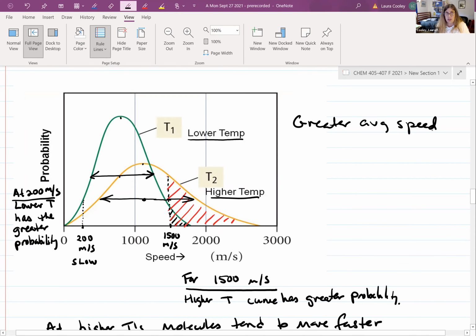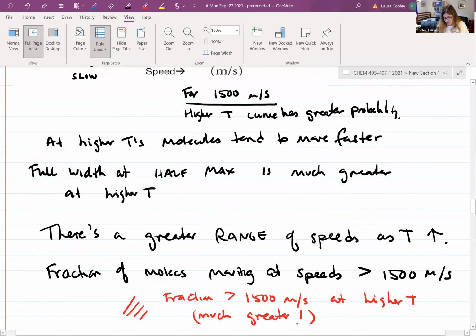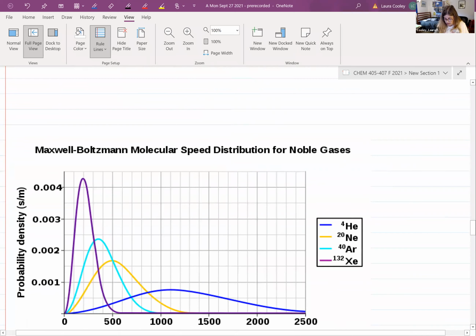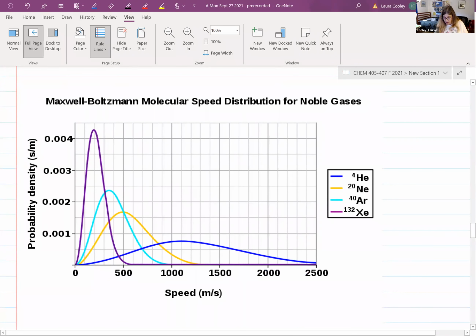I'll tell you where the average speed is in a minute, because first I want to tell you about molar mass. Then I'll talk about where the most probable speed is on these curves, where the average speed is, and where that root mean square speed is. But first, I'd like to talk a little bit about how the Maxwell Boltzmann distribution depends on molar mass. So I'm just going to label these because the colors are very nice, but I like them to be right next to what I'm talking about.